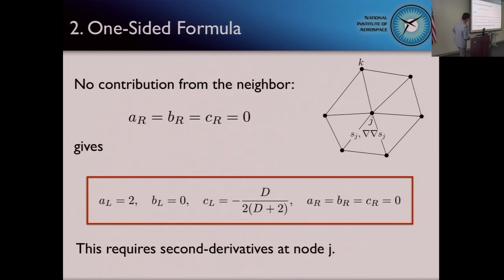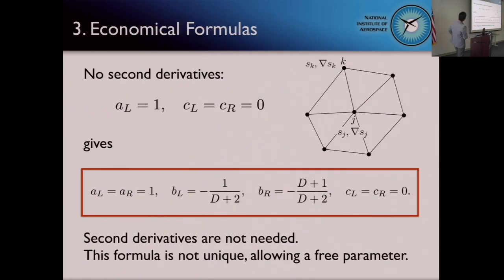So it doesn't meet our purpose. So then I move on to this more economical form. I specifically ask for no second derivatives; the coefficient for the second derivative is 0. And then I just set AL equals 1, and then we found this solution. Now this doesn't require any second derivative, as shown here. You only need the source term value and the gradient. This formula is very economical because you don't need second derivatives, but it is not unique.